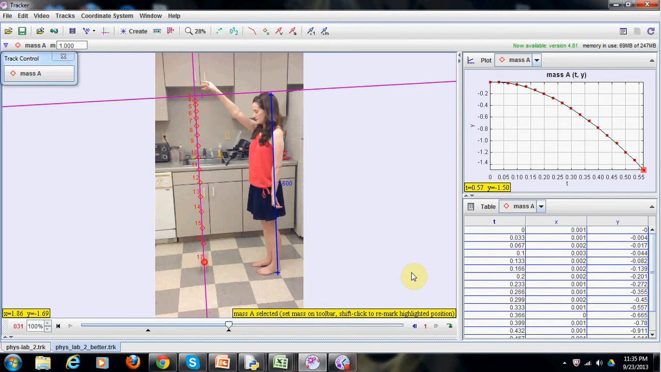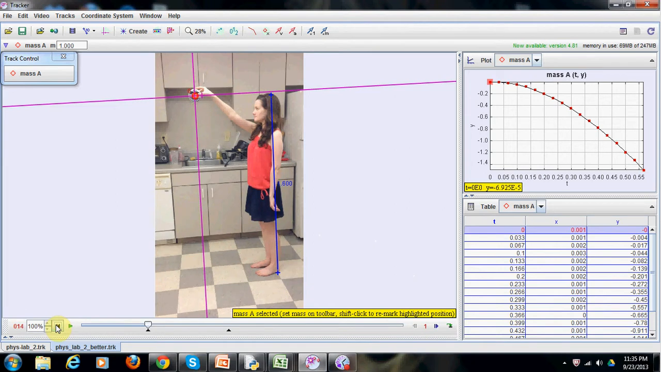Hello, this is my second physics lab, and for this lab we were asked to study falling motion. In order to do this, we were asked to record ourselves dropping an object, and the object that I chose, which is also the system that I will be studying, is a roll of duct tape, and here is the video.